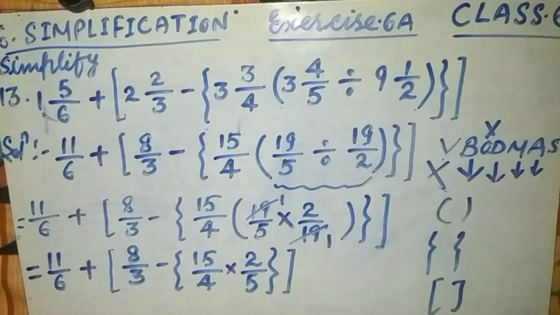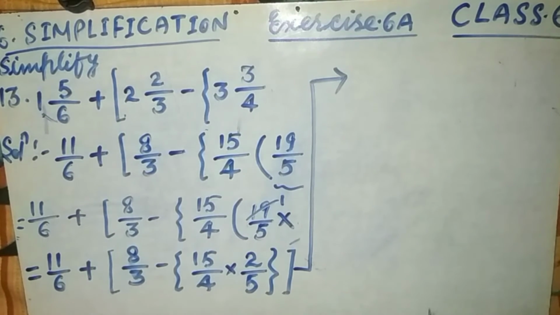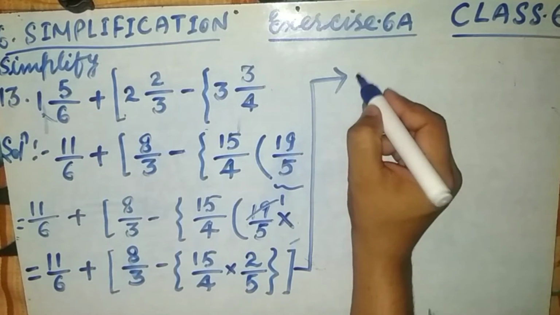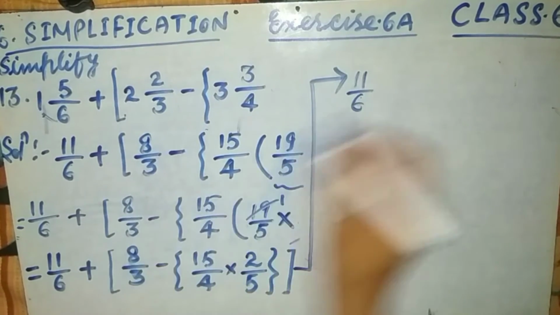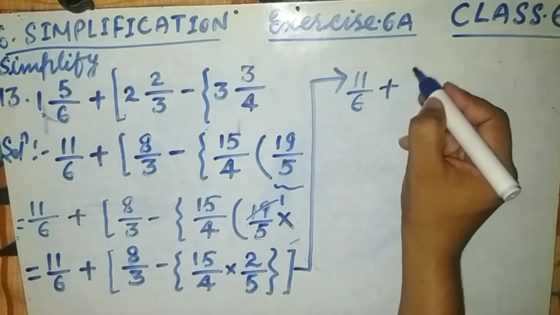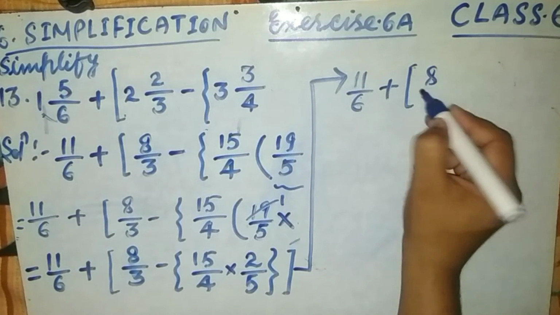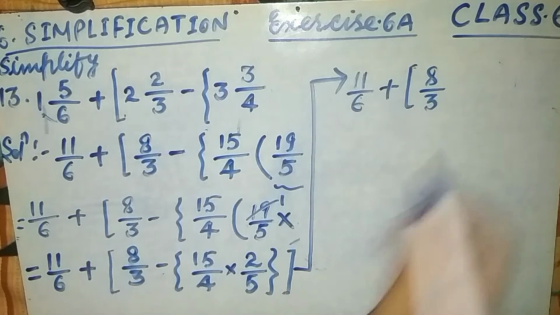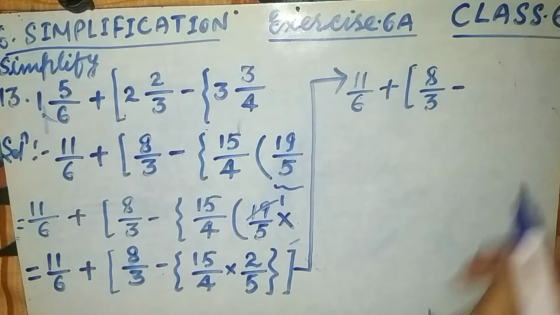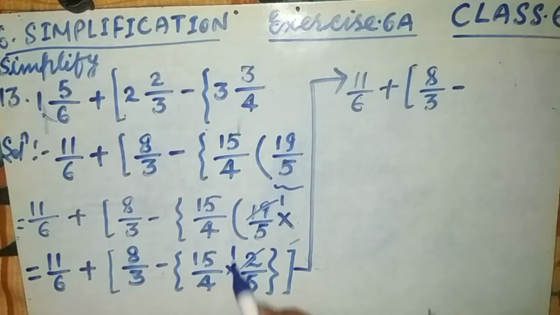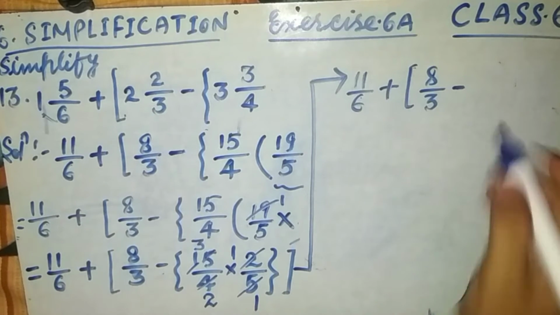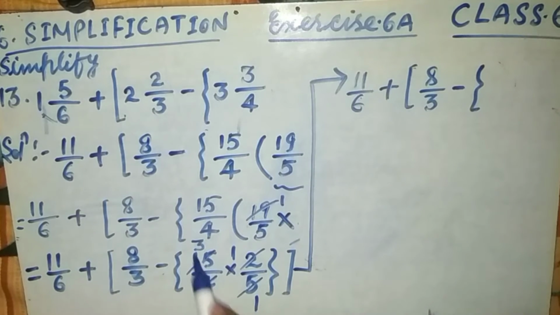Very good friends. Now see friends, 11 by 6 as it is. Here is the plus, write down the plus sign, big bracket, 8 by 3 as it is. This is minus as it is. Now inside the curly bracket, this is 2 times 1 is 2 and 2 times 2 is 4. Then 5 times 1 is 5, 5 times 3 is 15. So here is the minus curly bracket. Write down, this is 3 times 1 is 3.